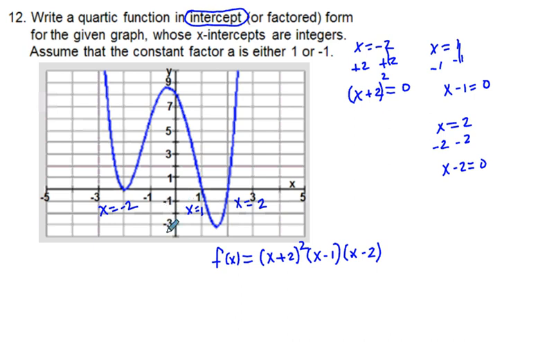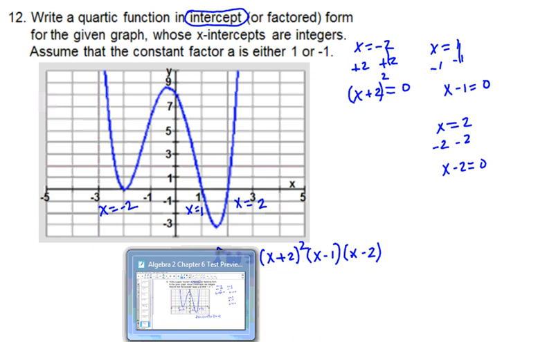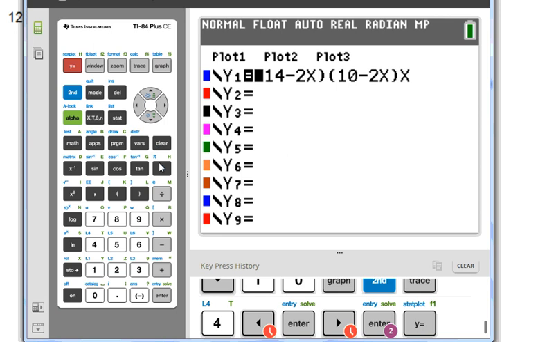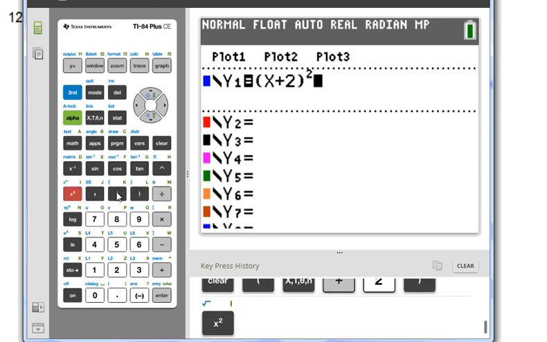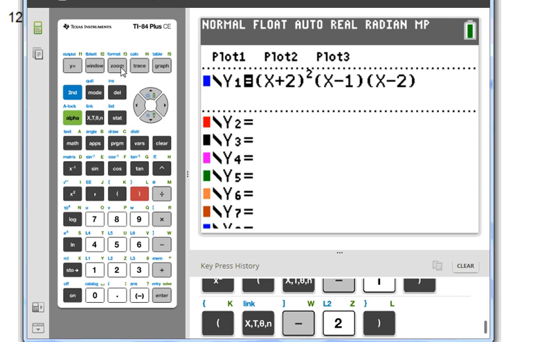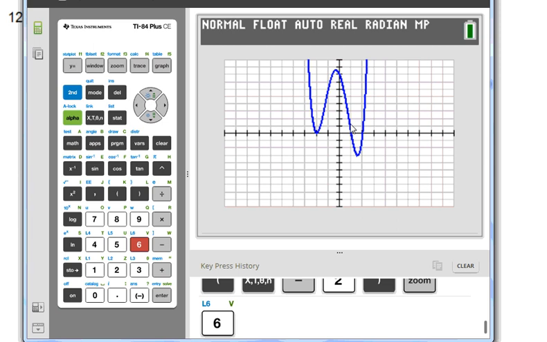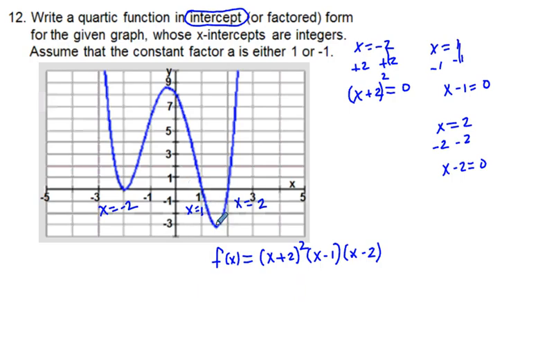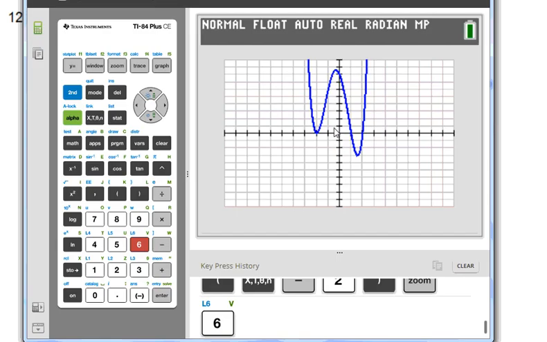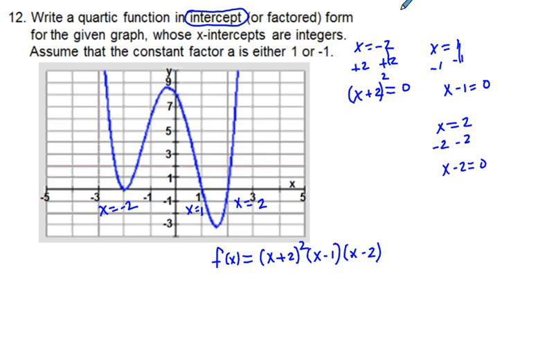And we should see the same thing here. So let's do that. So we have quantity x plus 2 squared times quantity x minus 1 times quantity x minus 2. And we'll see if we get the same thing that we had earlier. I'll press zoom 6 to get a standard window. And does that get the same thing that we had here? Let's check. Well, it looks quite similar. Yeah. Minimum of -3, -2, 1, 2. Maximum of about 8 or 9. What does that look like here? Yeah. 2, 3, 4, 5, 6. Yeah, so that's right. This is going to be a good answer for us.